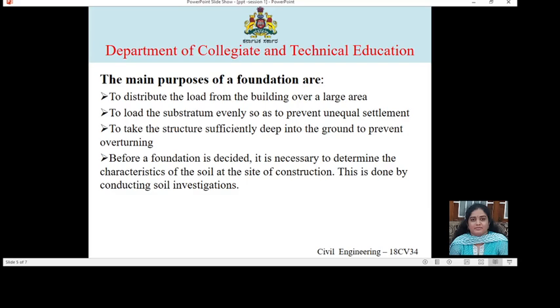So these are the main purposes of the foundation. One is to distribute the load from the building over a larger area. Second is to load the substratum evenly so as to prevent unequal settlement. Next is to take the structure sufficiently deep into the ground to prevent overturning. Next, before a foundation is decided, it is necessary to determine the characteristics of the soil at the site of construction. This is done by conducting soil investigations.